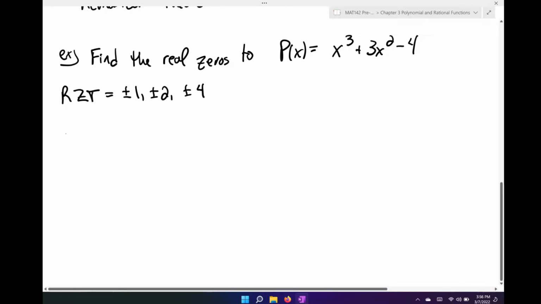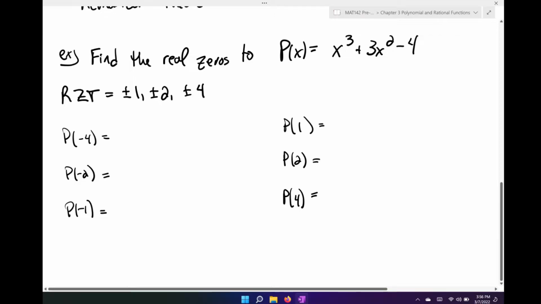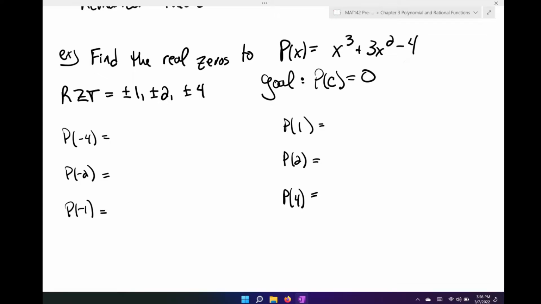So we need to evaluate p of negative 4, p of negative 2, p of negative 1, p of 1, p of 2, and then p of 4. We have to check every single possible zero. And our goal, remember the goal here, is to find one of those zeros such that when I substitute it in, I get 0 as an output. That's the goal for this. So let me show you how I do this on a calculator.